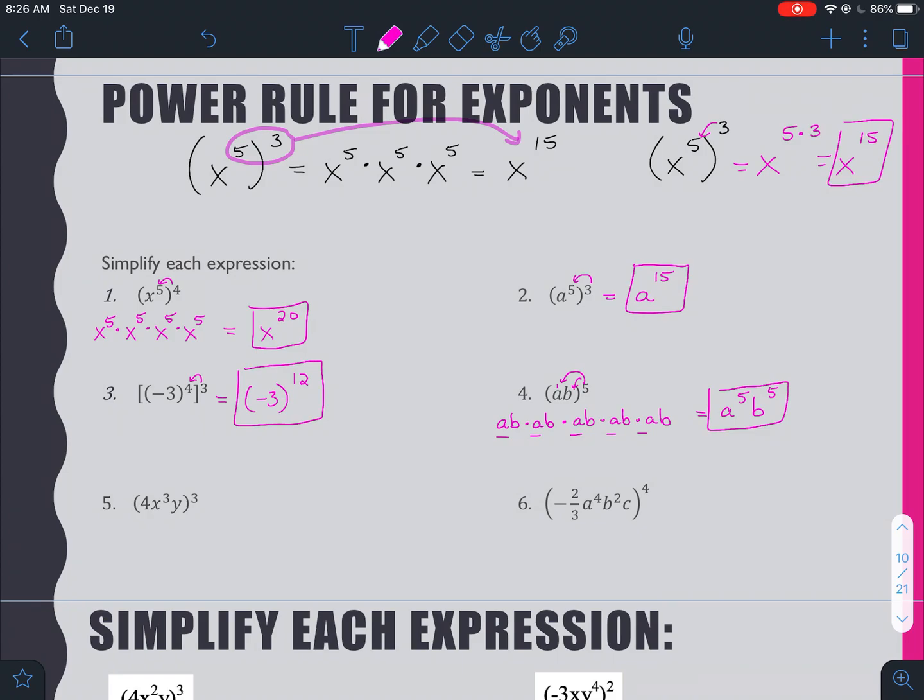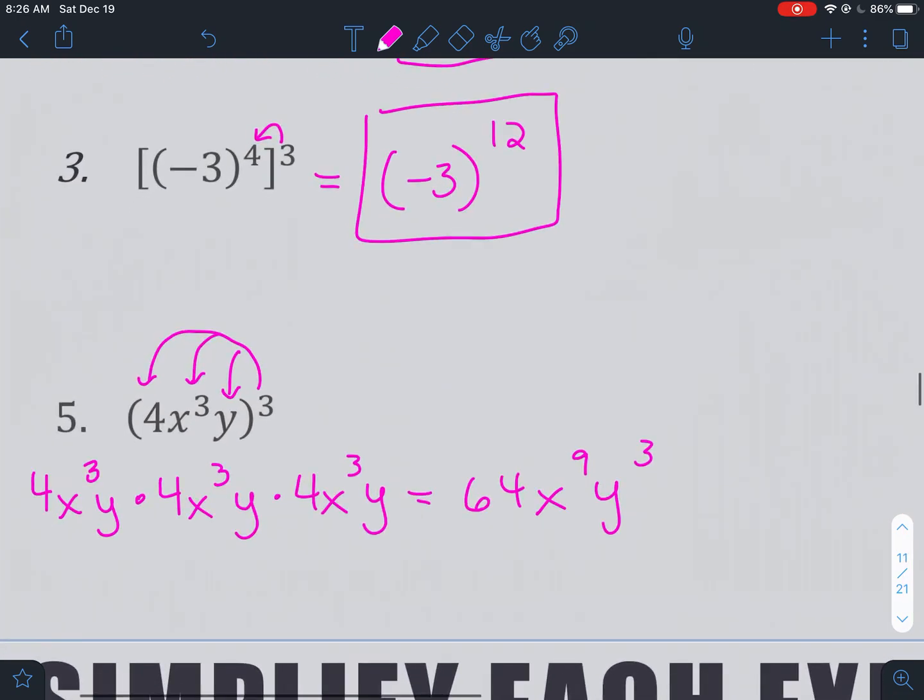On number 5, again, 4x to the third y raised to the third power, you could write it out 3 times. 4x to the third y times 4x to the third y times 4x to the third y, which would end up being 64x to the ninth, y to the third, or everybody on the inside would get that 3 multiplied to their exponent.